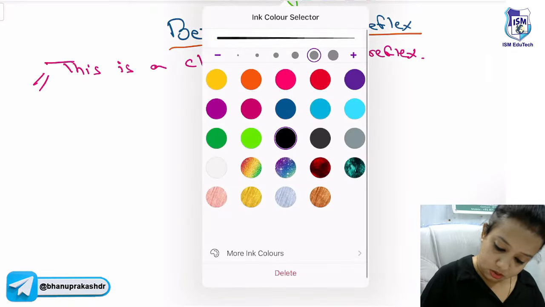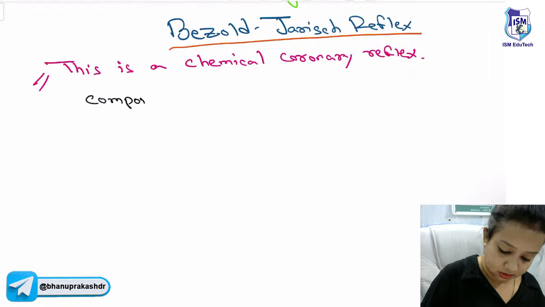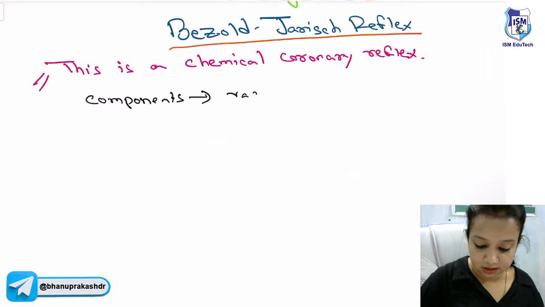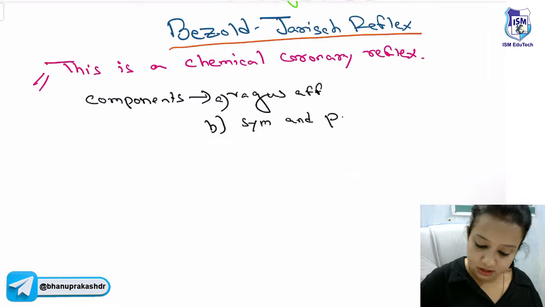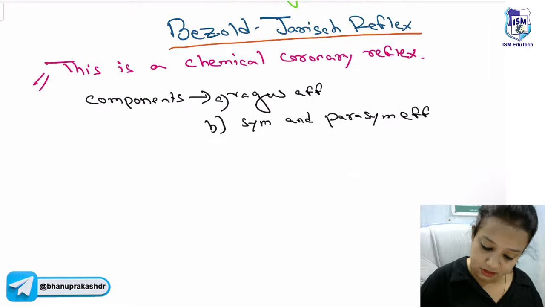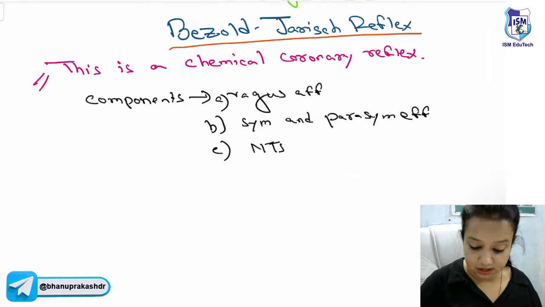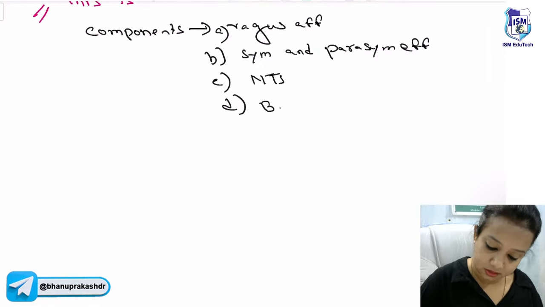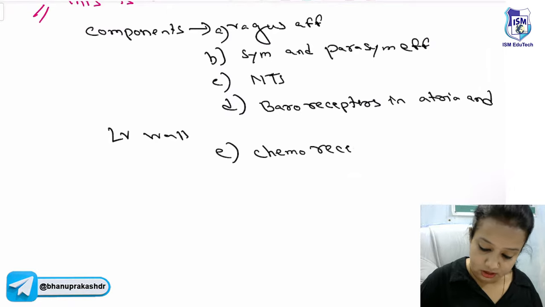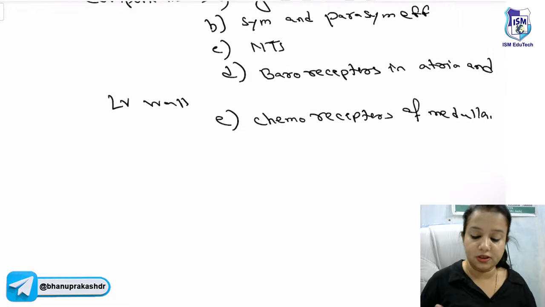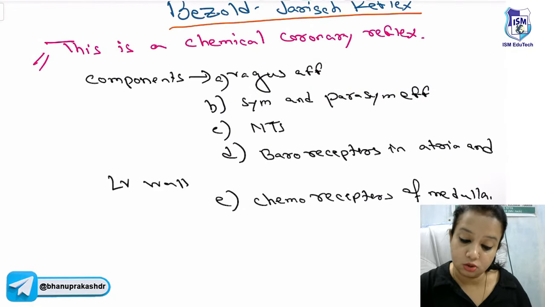The components of this neural circuit are, again, the vagus afferent, sympathetic and parasympathetic efferent, the nucleus of tractus solitarius in the medulla. Then we have the baroreceptors in the atria and left ventricle wall, and also the chemoreceptors of the medulla.